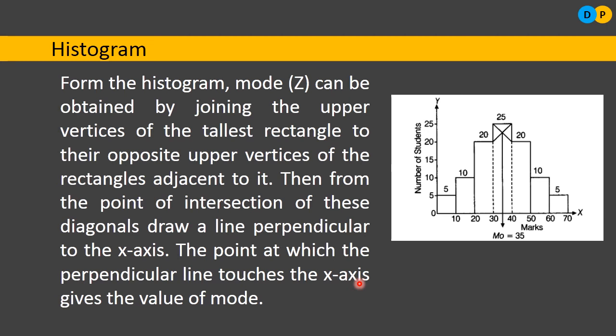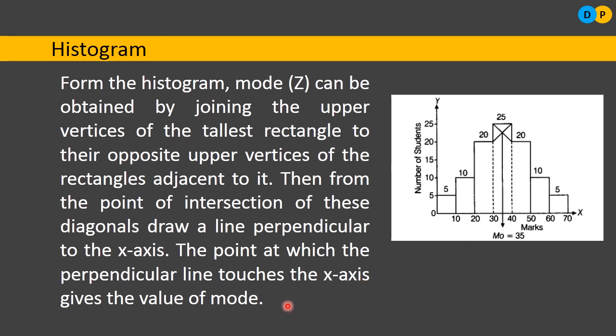For example, in my class, I have conducted an exam for, let us say, 100 marks. There are 60 or 70 odd students who have taken the exam. Which is the highest score I want to know? Maybe the highest score is, let us say, 85. So that is the mode. The highest value in the frequency distribution is called the mode.